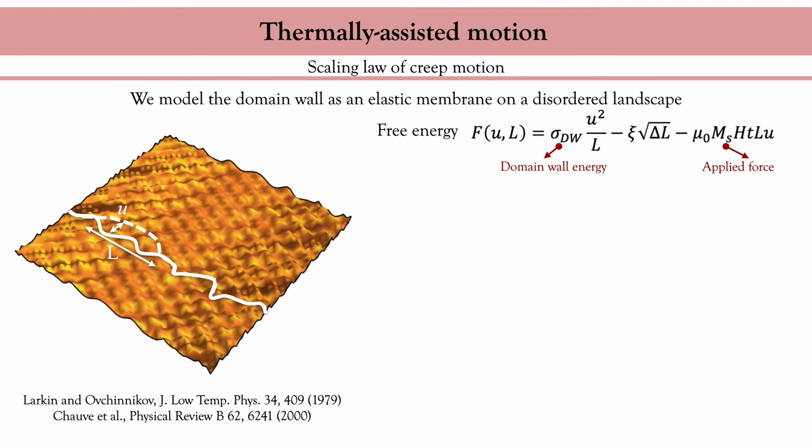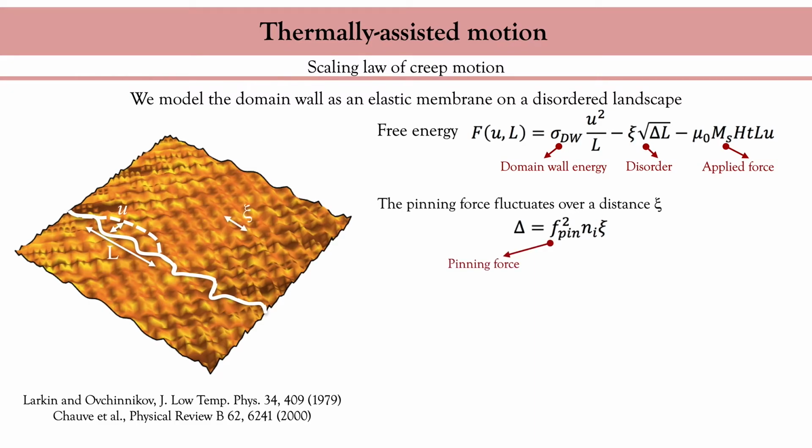And the most important term is actually the second one, which measures the pinning strength due to disorder. In this expression, psi is the correlation length of the disorder, and delta is the effective pinning strength felt by the membrane. Delta is proportional to the square of the pinning force, the density of pinning sites, and the correlation length. The square root in the free energy comes from the fact that only the fluctuations of the pinning strength influence the domain wall free energy. So we have three terms: elastic energy, disorder, and applied force.